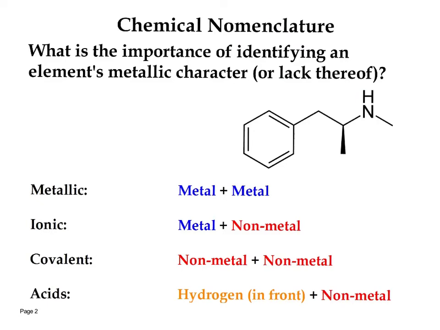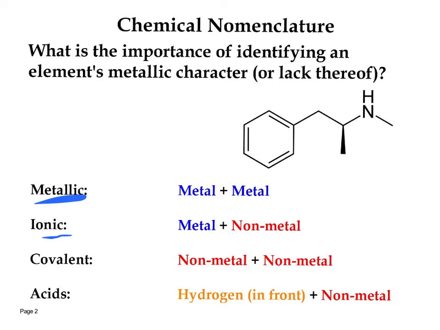So in chemical nomenclature, it's going to be really important for us to figure out what type of compound we're dealing with. And the main reason for that is identified here on this slide: what is the importance of identifying an element's metallic character or lack thereof? The really important part about this is that different compounds, whether they be metallic or ionic or covalent, or if they're an acidic compound, essentially have their own set of rules that we use to name those substances.